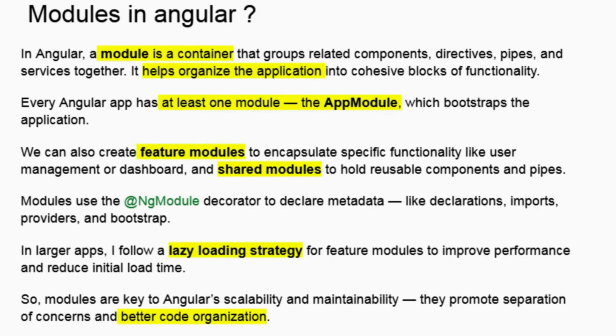In Angular, a module is a container that groups related components, directives, pipes, and services together. It helps organize the application into cohesive blocks of functionality. Every Angular app has at least one module, the AppModule, which bootstraps the application. We can also create feature modules to encapsulate a specific functionality like user management or dashboard, and shared modules to hold reusable components and pipes.